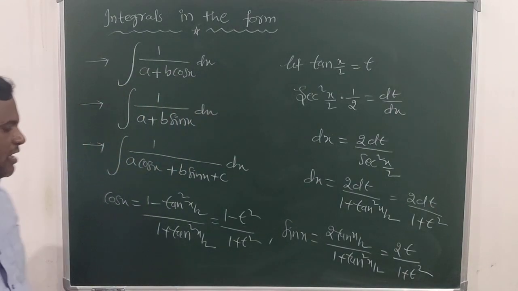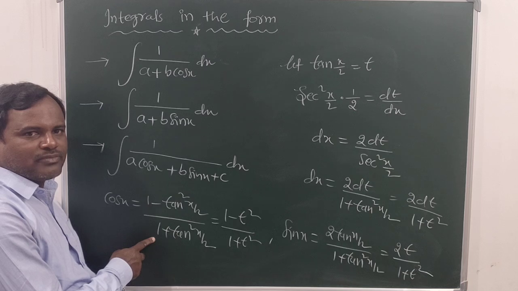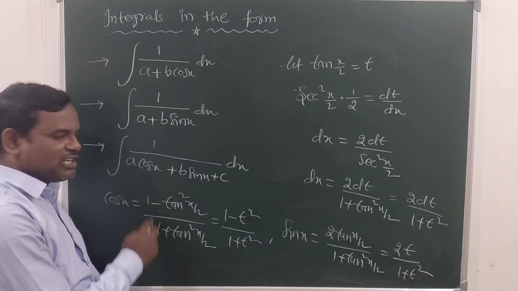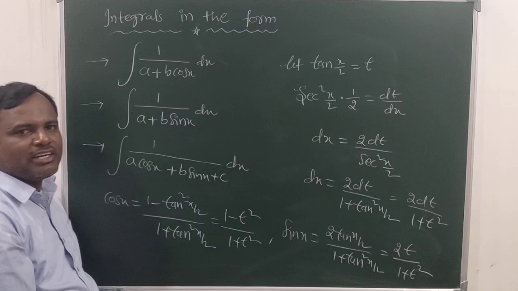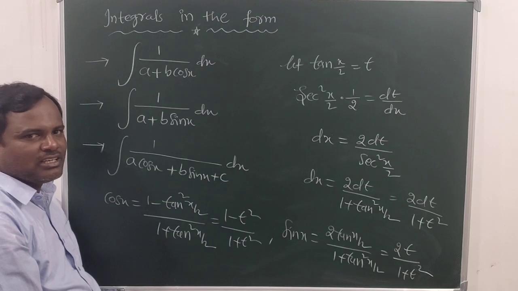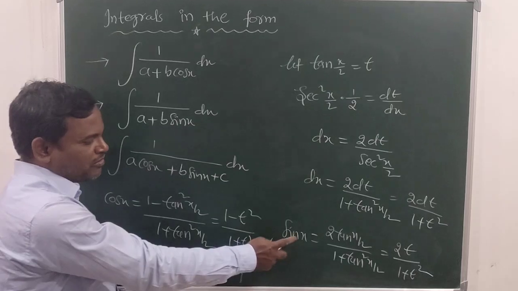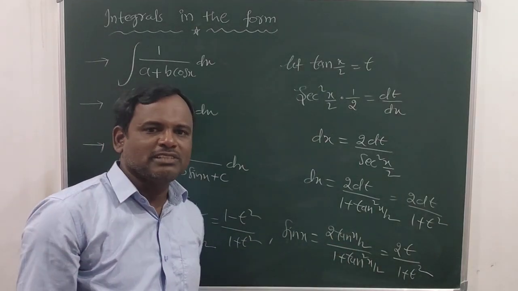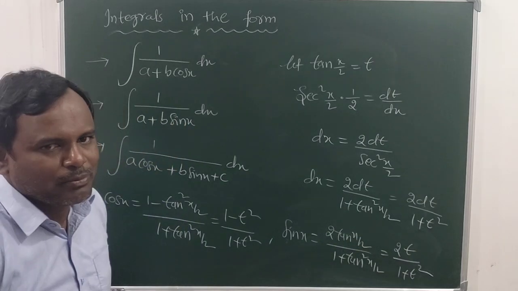Okay students, I hope you have understood. We learned this formula in trigonometry, submultiples of trigonometric ratios. We studied cos x equal to 1 minus tan square x by 2 by 1 plus tan square x by 2. But in this problem, we are taking tan x by 2 as t. So hence it will become 1 minus t square by 1 plus t square. What about sin x? 2 tan x by 2 by 1 plus tan square x by 2. In the place of tan x by 2, write t. 2t by 1 plus t square.